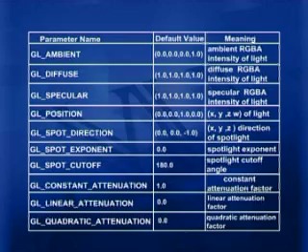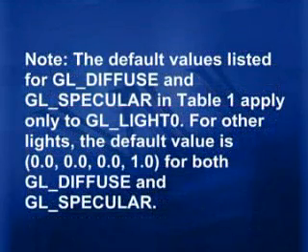We'll be revisiting this table. Please note that the default values listed for GL_DIFFUSE and GL_SPECULAR in this table apply only to GL_LIGHT0. For other lights, the default value is 0.0, 0.0, 0.0, and 1.0. For both GL_DIFFUSE and GL_SPECULAR, the same default would be used.